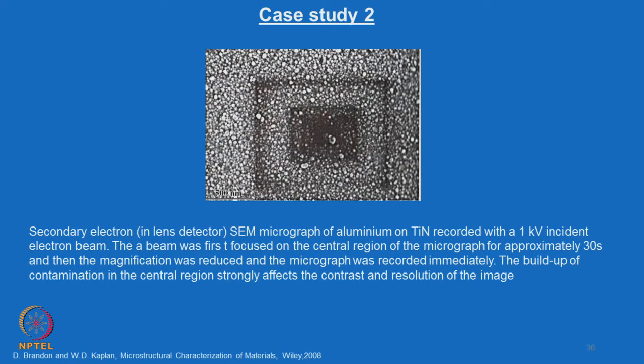And then we also looked at this micrograph, where I showed the SEM micrograph of aluminum on titanium nitride with a 1 kV incident electron beam. Then I tried to explain the reason for the difference in contrast in the center, the rectangular region, and the periphery region. You can see a clear-cut contrast difference between the outer region compared to the inner region, and I said that the reason for this particular rectangular region becoming dark is because of contamination.